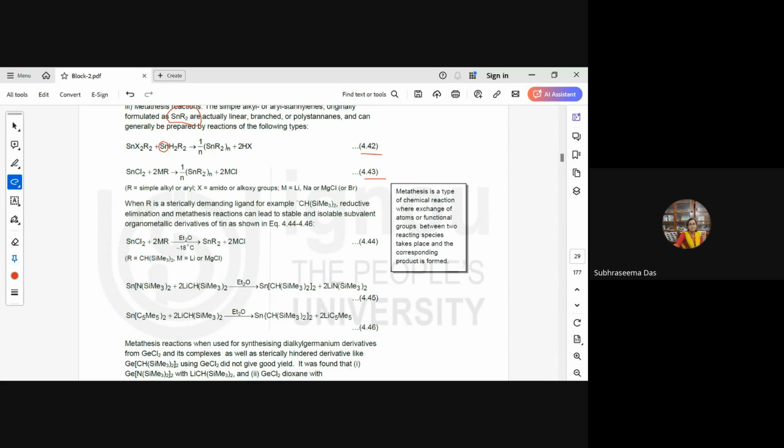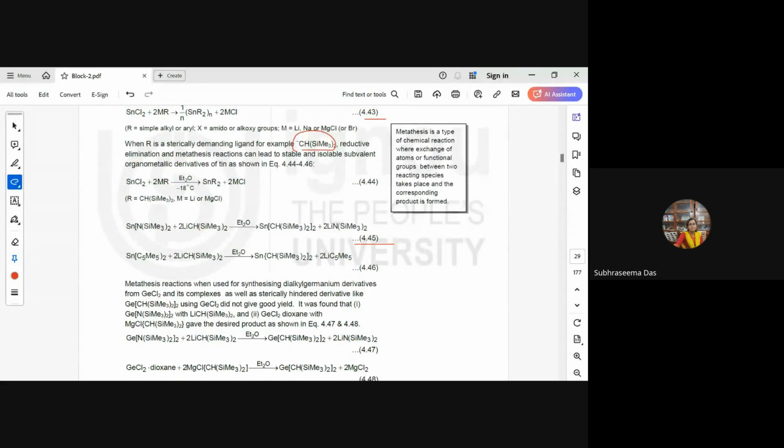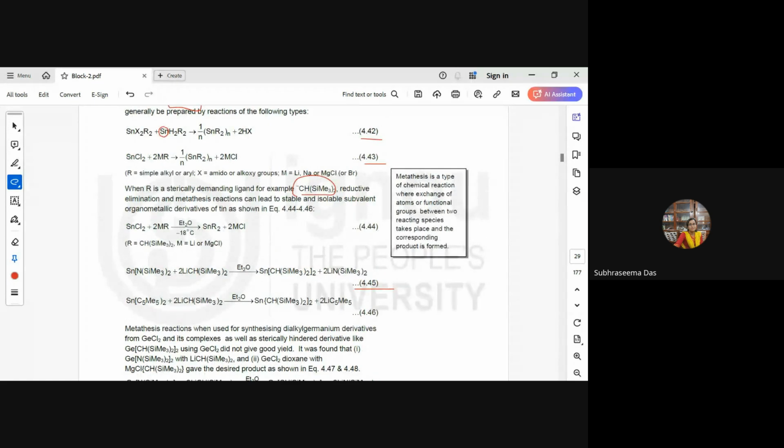Let us say, for example, we have the ligand CH(SiMe3)2. Since this is a bulky ligand, in the reductive elimination and metathesis reaction in 4.45, they react to form stable and isolable subvalent organometallic derivatives of tin, shown in 4.44 to 4.46. So these are some of the metathesis reactions of organotin.